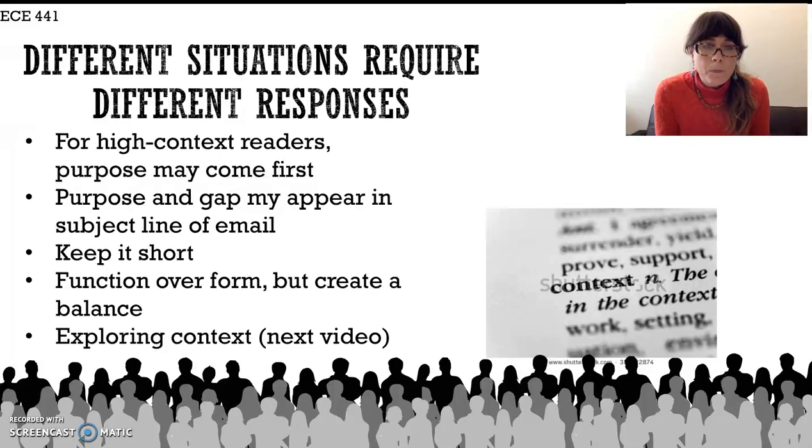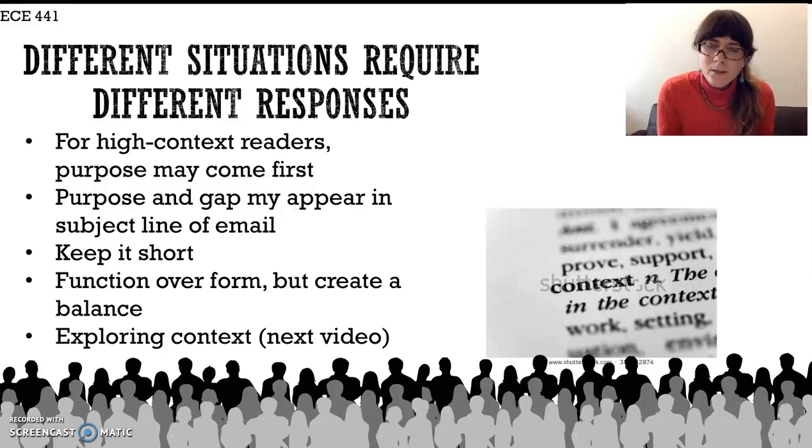Okay. The purpose and gap in an email, if it's that kind of document, for example, a short memo or email, it might be okay just to put the purpose and the gap or the need for the document right in the title, in the subject line. That's not going to be okay, by the way, in the rest of your reports that you're turning in this class as assignments.